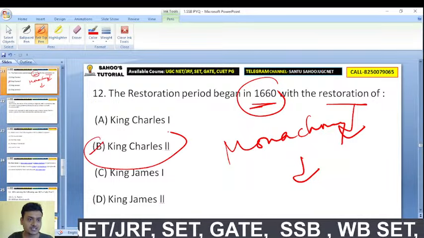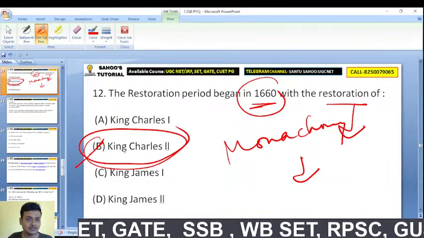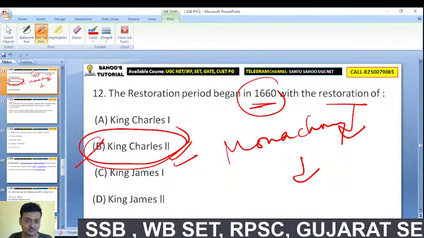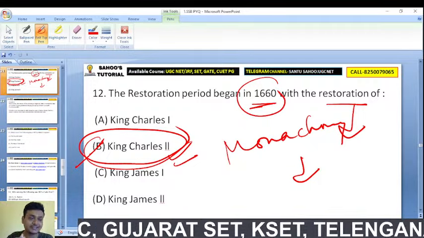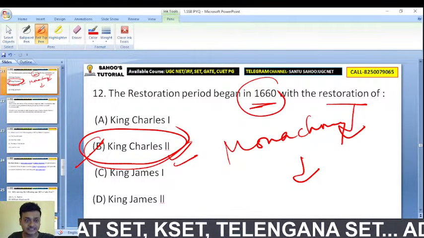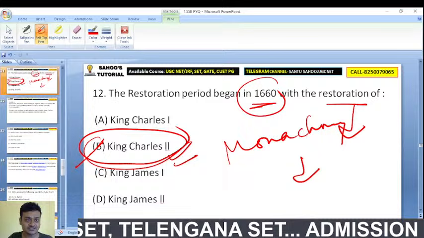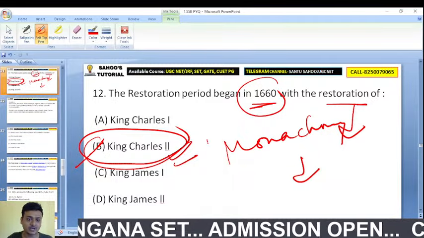Restoration of the monarchy. Charles II came from France, where he was spending his exile. He returned from that exile in the year 1660. So this is the restoration of monarchy.